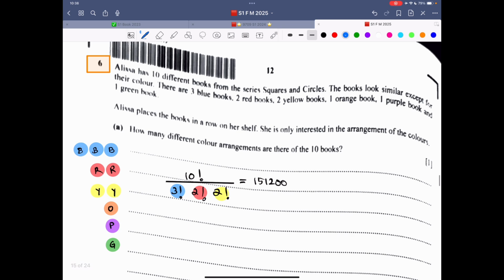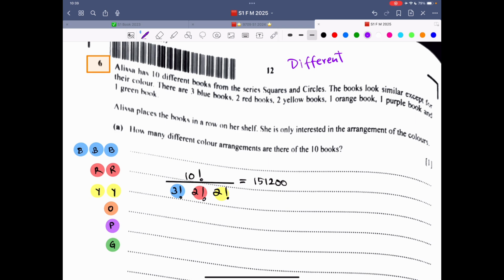Question number 6, and I think that is the last question. A very, very nice question. It says Alicia or Eliza has 10 different books from the series Squares and Circles. It has nothing to do with squares and circles. That is the name of the series. The books look similar except for the color. In other words, the books are different.